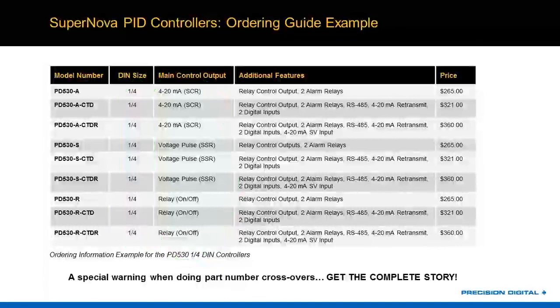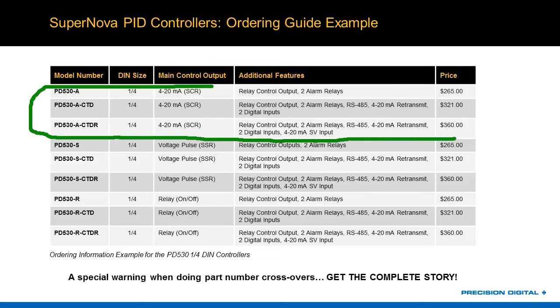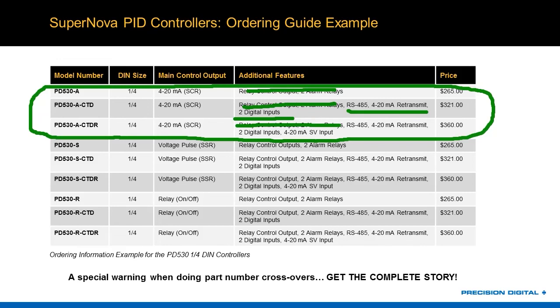And I know that they need a 4 to 20 milliamp output, as their main control output, they're going to use it to control a motor controller. Well, great. So now I've only got 3 model numbers to choose from. You'll notice that this part of the model numbers' options are all the same on each one. So my only real questions are, do I need RS-485, a 4 to 20 milliamp retransmit, or some digital inputs to change between pre-programmed set points? Or do I need that 4 to 20 milliamp remote set value input? If I don't need any of those, I go with my base PD530A.